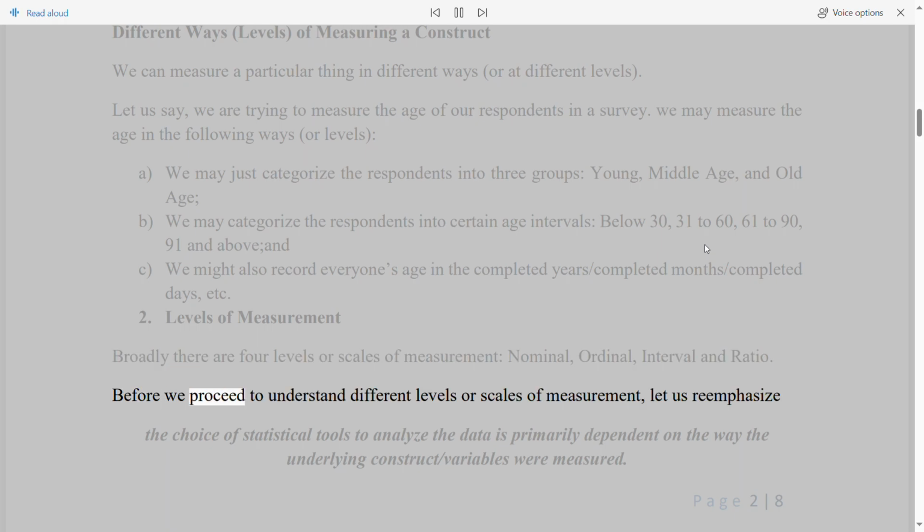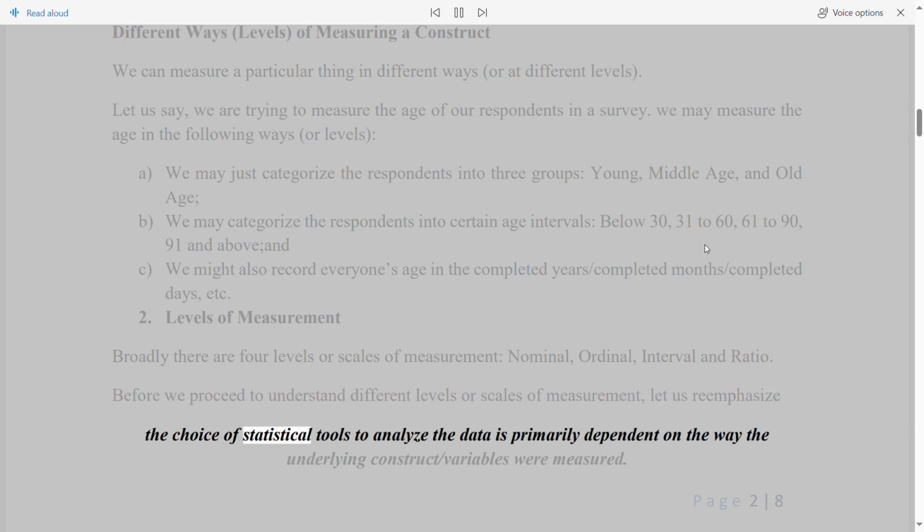Before we proceed to understand different levels or scales of measurement, let us re-emphasize: the choice of statistical tools to analyze the data is primarily dependent on the way the underlying construct variables were measured.